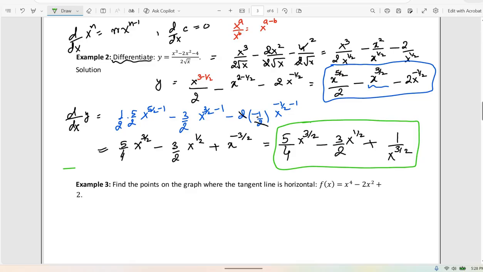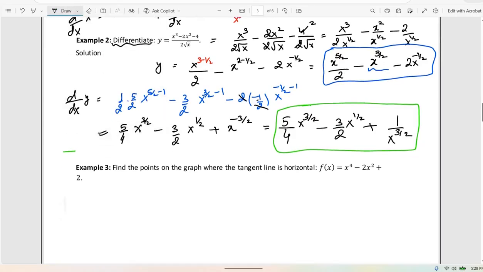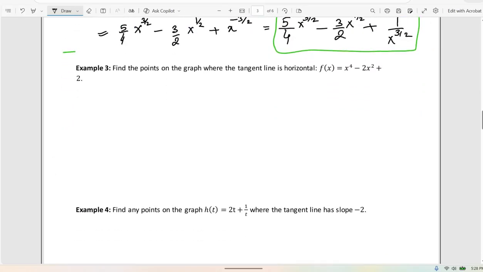So this is just practice. The more practice you do, the better you get. Okay. Let's try one more example. This question is different. It says find the points. We need to find the points. What kind of points? Where the tangent is horizontal. Okay. Now, what is tangent? The slope of any line is horizontal if the slope of that line is equal to 0.